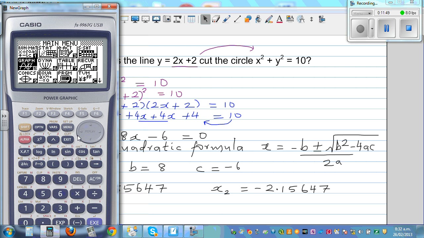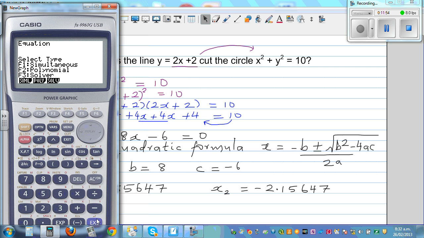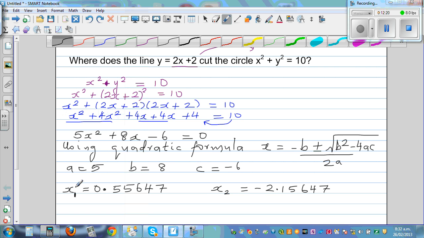Go to equations, go to polynomial, and then go to the second degree polynomial, and there you just type in 5, 8, and negative 6. The calculator will work it out for you. So these are the two values, 0.55647 and negative 2.15647. If you put this back in the equation y is equal to 2x plus 2, you will get y1 and y2.